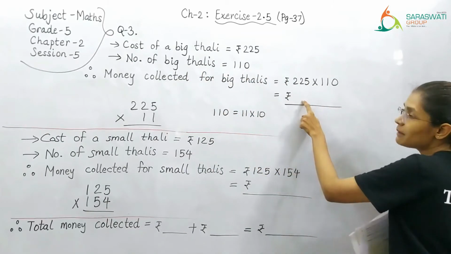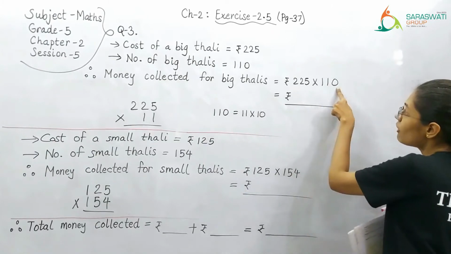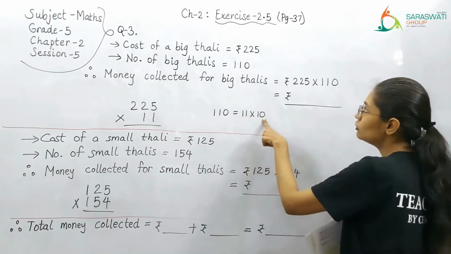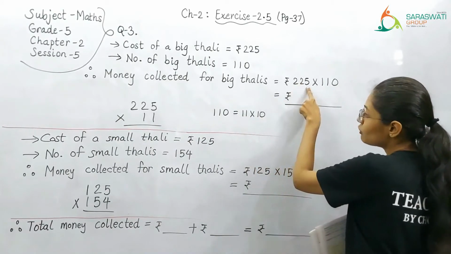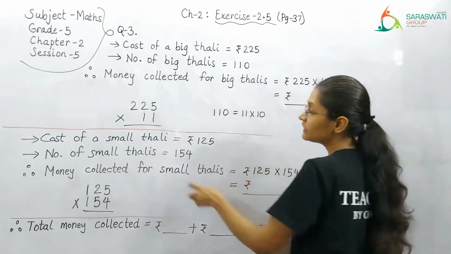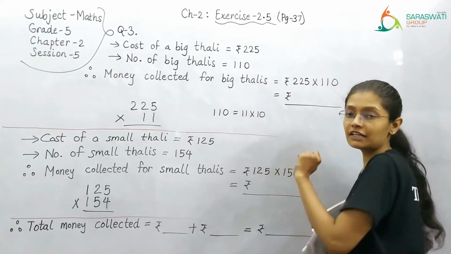And this answer, the product, how will we get that? So students, this is a multiple of 10. 110 is equal to 11 multiplied by 10. So we will first multiply 225 with 11, right? And in the result that comes, we will add a 0 at the back, right?